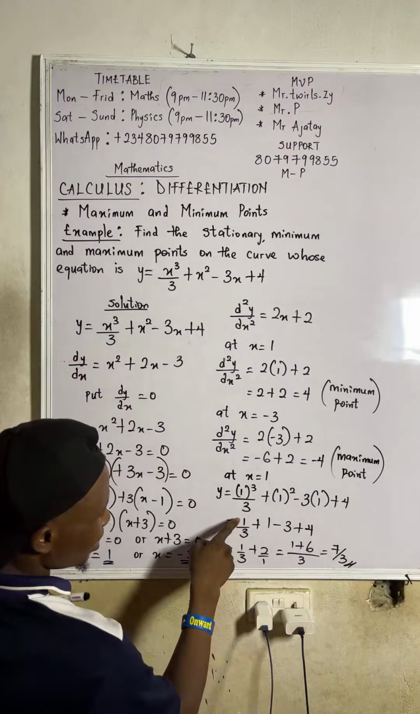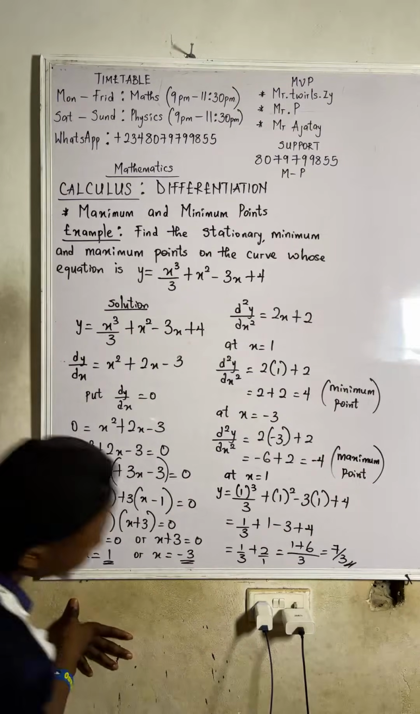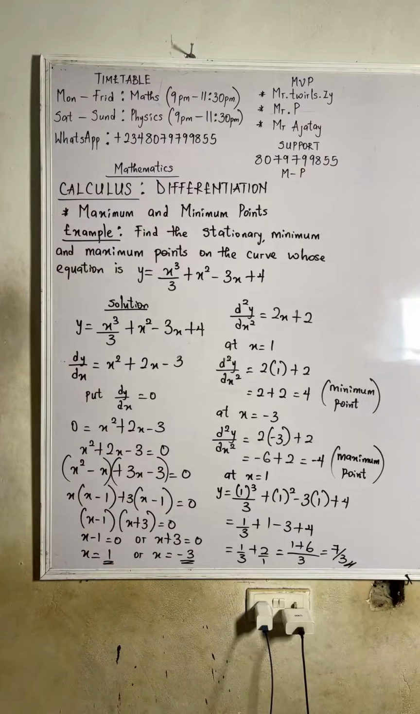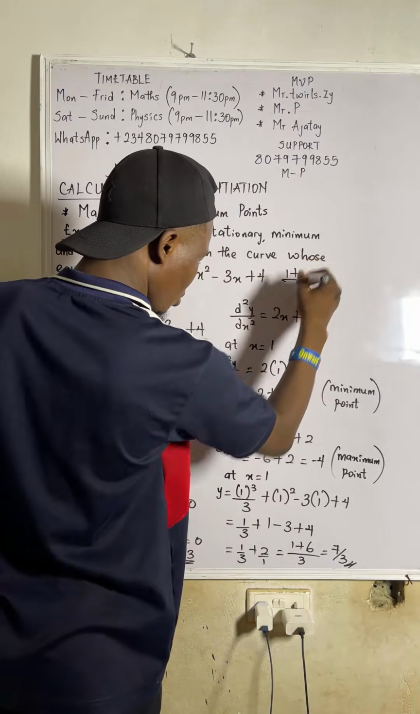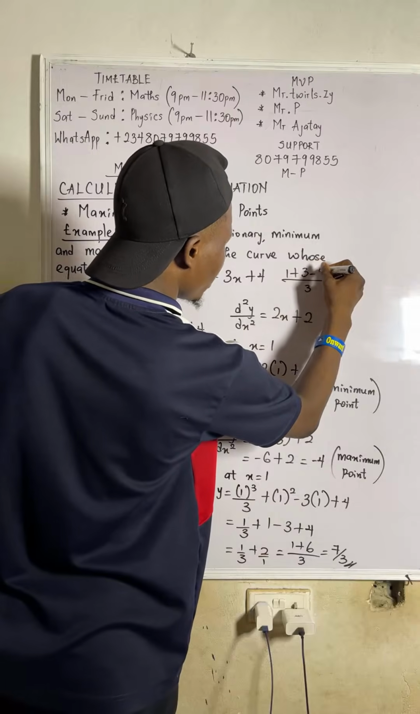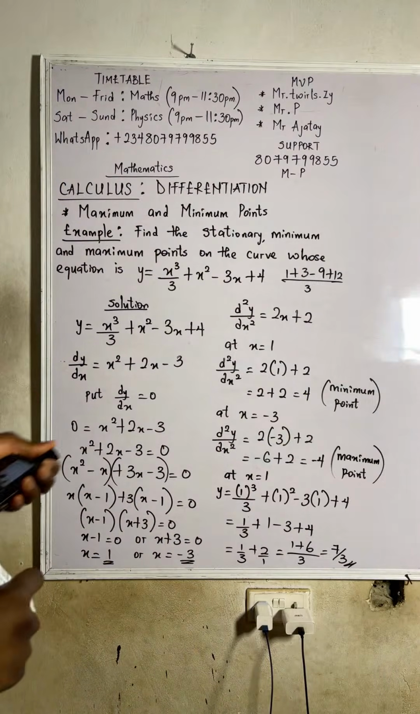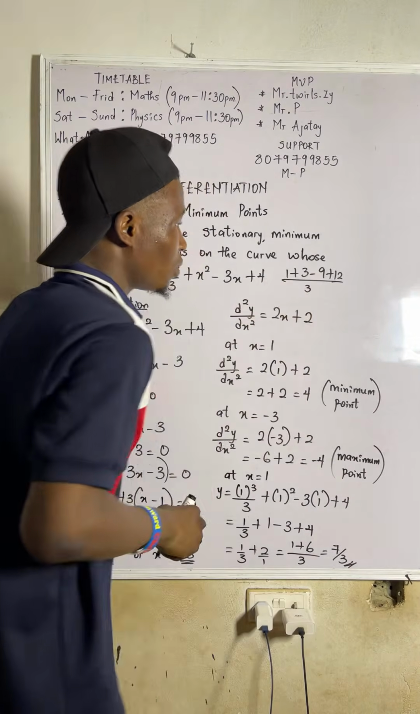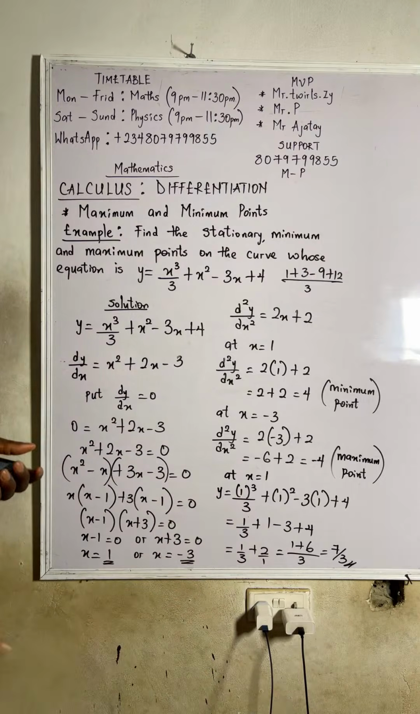Or better still, you can do the LCM for everything. 3 in 3 is 1, 1 times 1 is 1, plus 3 minus 9 plus 12. 1 plus 3 is 4. 4 minus 9 is minus 5. Then minus 5 plus 12 will give us 7. So that is 7 over 3.